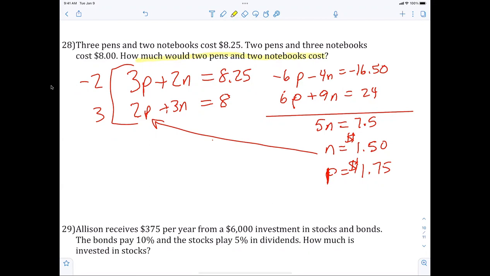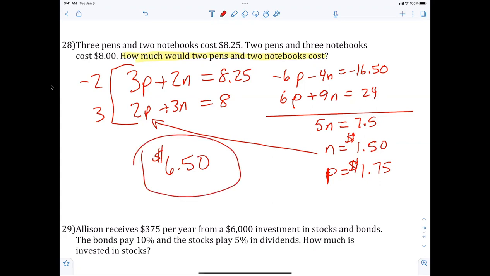Wait, can we go back? Where are we plugging the N in? Into any equation, Oliver. Any of the equations. Plug N in. 6.5. Yep. No, not 6.5. $6.50. Yes, it's close. What's 3 times 1.5? Exact same. Here, Oliver, just come get a calculator. Come on, let's go.